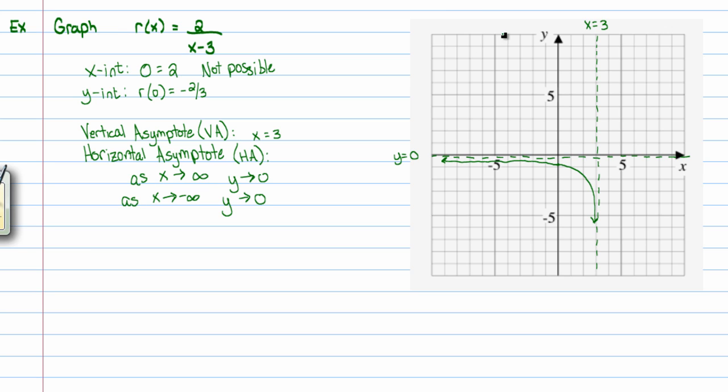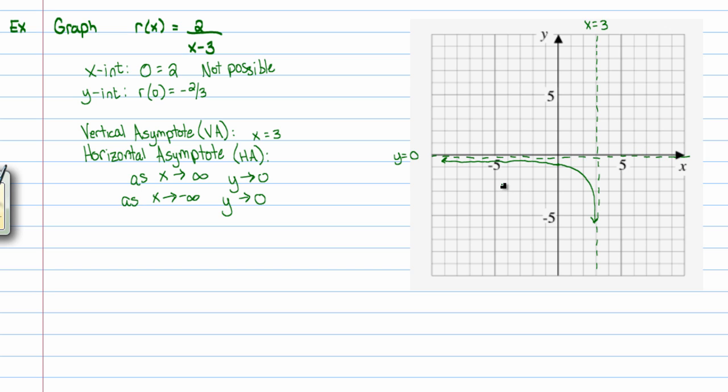Now, the second thing we need to do is find out what the graph looks like to the right of x equals 3. And we have two places where the graph could possibly be. It could be above the x-axis or below. Well, I happen to know this is going to look like 1 over x, so it'll be up above.